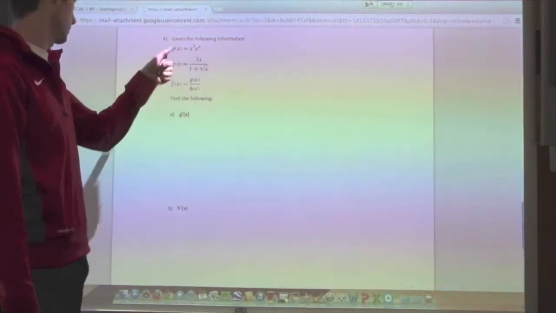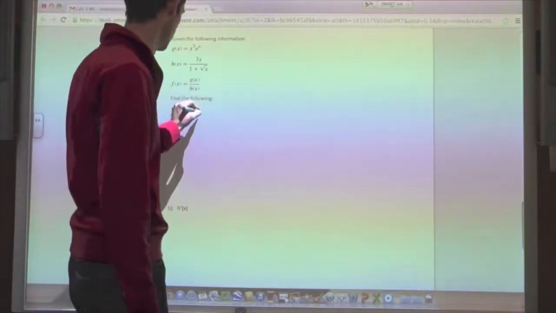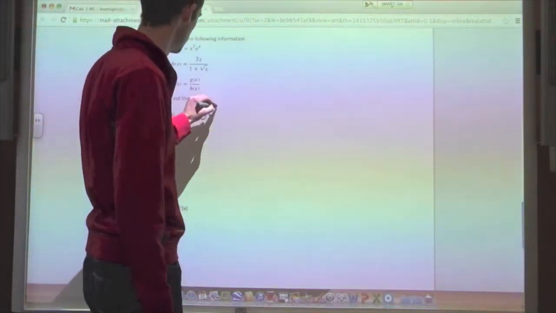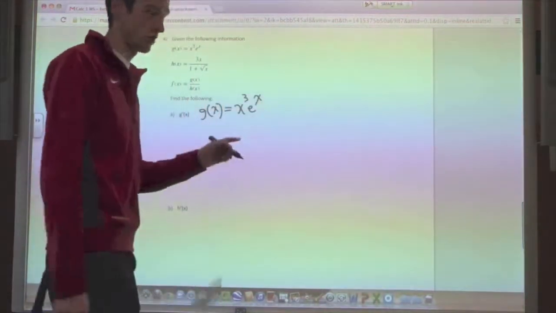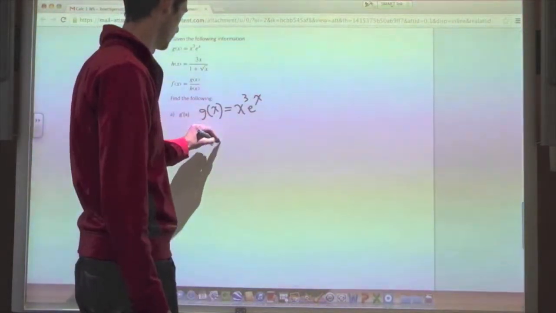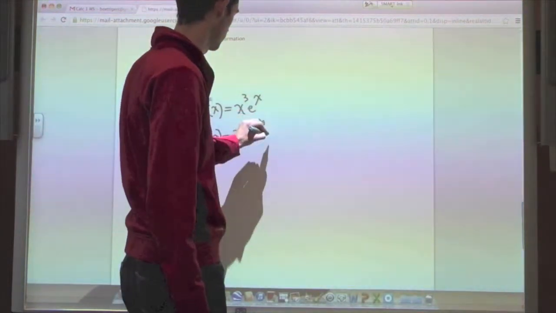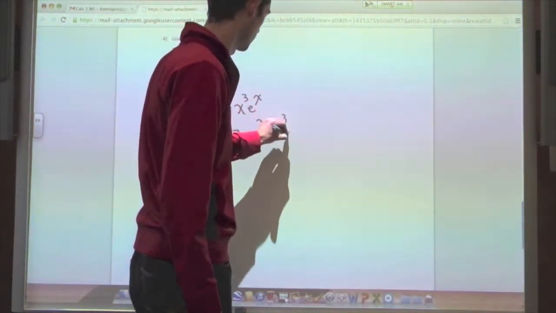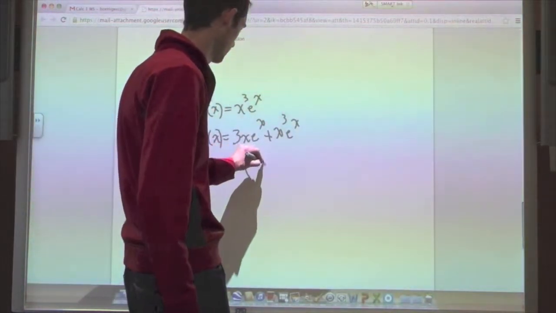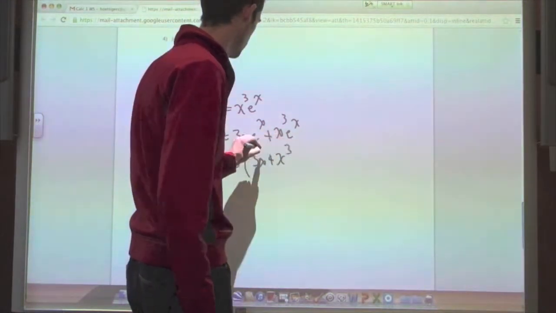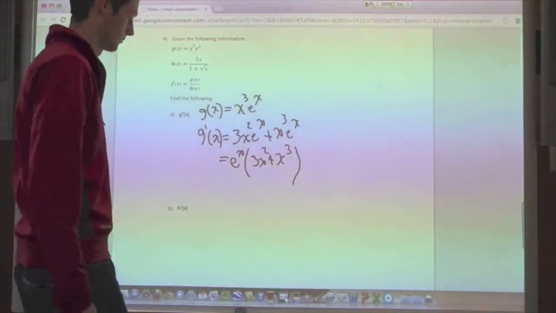So the next one that we're going to go and take a look at is problem number 4, part A. So we see up here that g of x is x cubed times e to the x. And that's just going to be a pretty basic product, right? So we see that g prime of x is equal to derivative of the first times the second plus the first times the derivative of the second. You can go and pull out an e to the x, and you're going to get 3x squared plus x cubed. That should be an x squared right there. So that's the answer for that one.